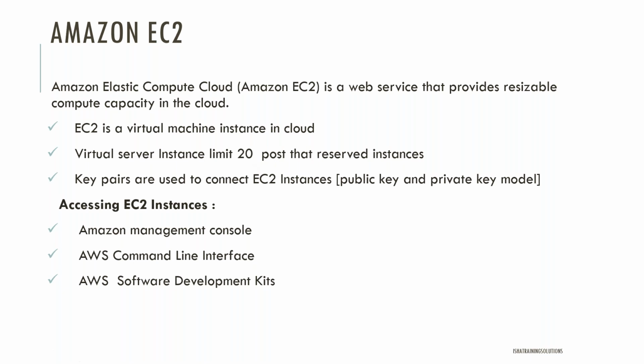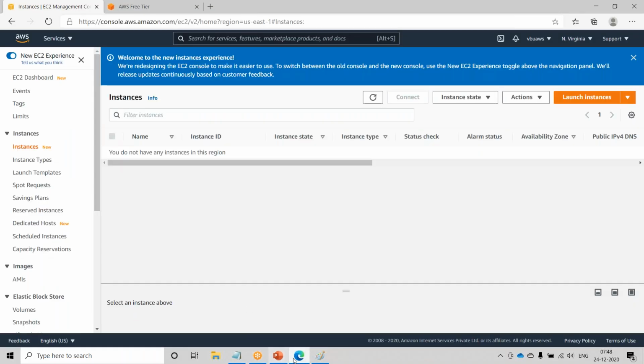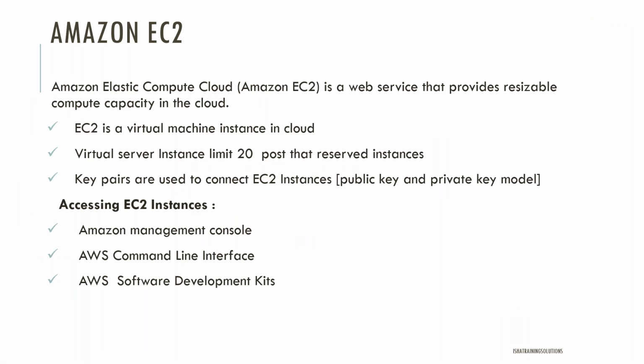You can access EC2 instances in three ways. One is the management console, something like this, from the web UI. And there is also command line access. In future classes I will show you how to access AWS from the command line.